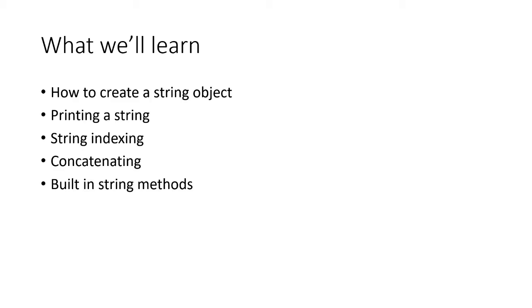Here's what we're going to learn today. We're going to learn how to create a string object. We're going to print a string onto a screen, like, bam, look, it's a string. We're going to talk about string indexing. We're going to talk about concatenating, which is adding strings together. And we're going to talk about built-in string methods, which is a word we'll talk more about later. And a couple of cool things that you can do with strings. I don't want to make this video super long, so let's just jump right in.